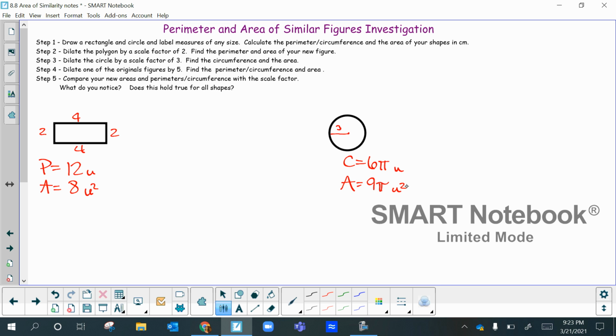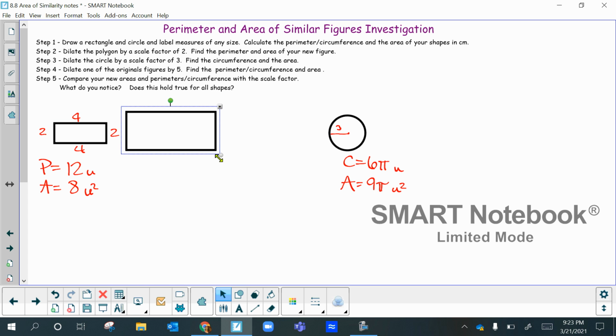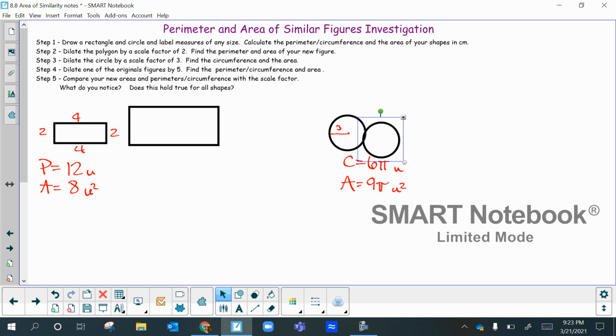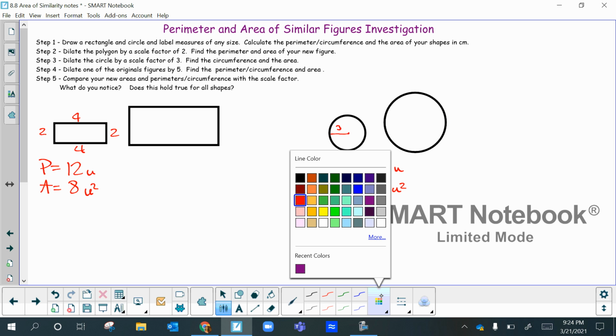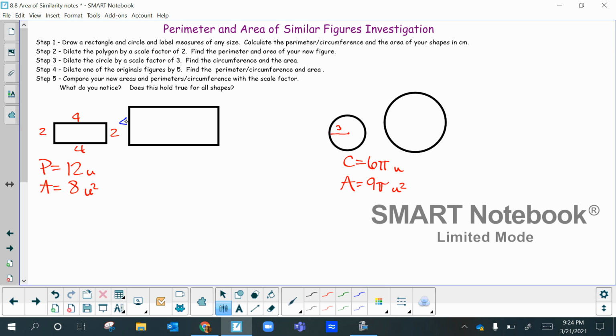Okay, so we want to draw a little bit bigger figure. So I'm going to just make this 2 times bigger. Maybe not drawn to scale, but we're going to label it to be 2 times bigger. All right. So then we have some new measures here. So my new measures are going to be 4 and 8 because it says to dilate it by a scale factor of 2. Over here, our new radius is going to be 6.